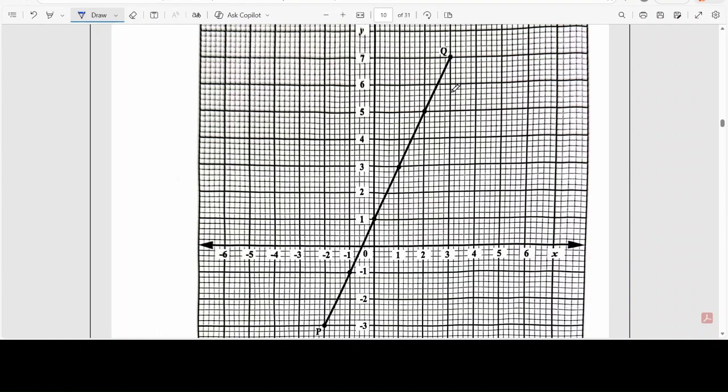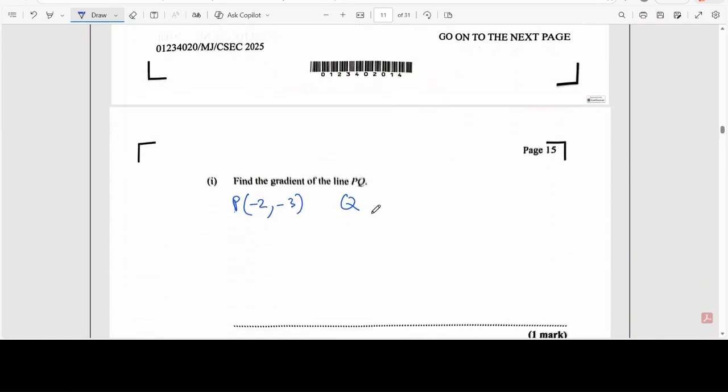You always go with the X first. 3. So it's 3, 7. So Q is 3, 7. Right? To find the gradient of a line, the formula is y2 minus y1 over x2 minus x1. So when you have your coordinates, you name them. So you can name this x1, y1, x2, y2.